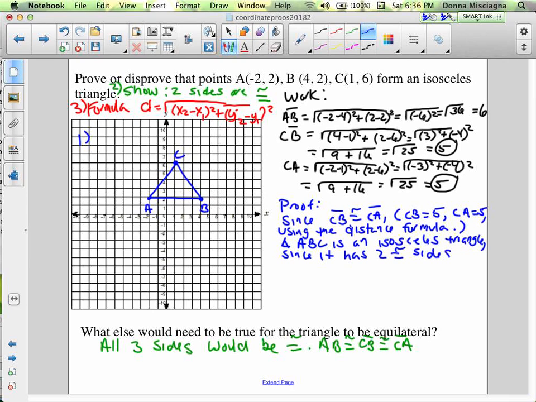That's all we need, right? We just have to find the measurements of the sides, and then when we justify, you don't have to justify it's a triangle, it's got 3 sides. You just have to show that it has 2 congruent sides, and how do you know? You use the distance formula, and you found the measurements of the sides. Therefore, it's an isosceles triangle because it has 2 congruent sides.